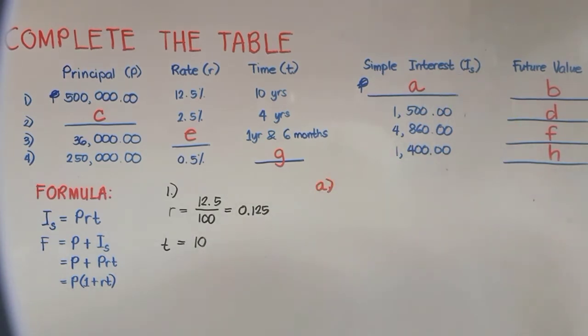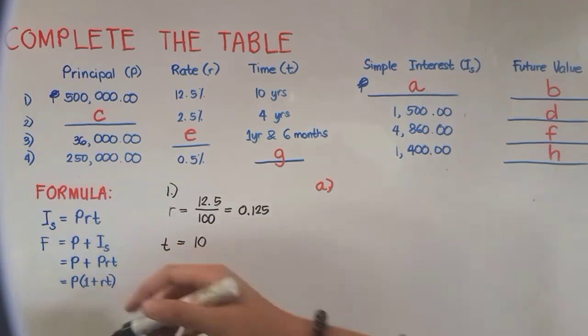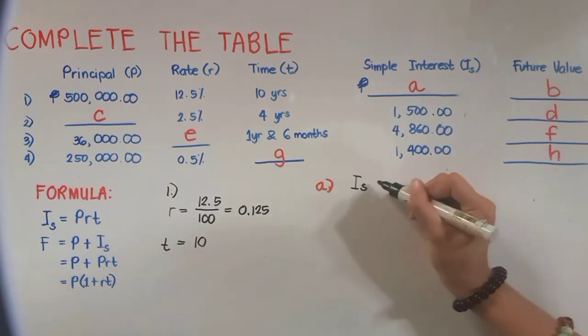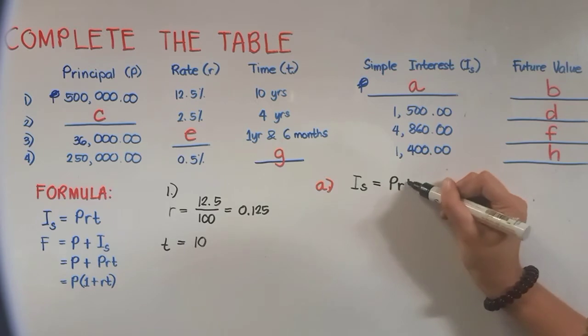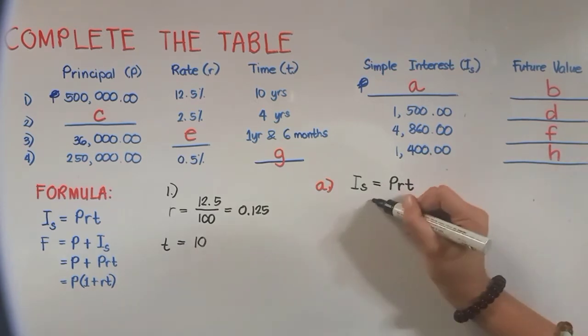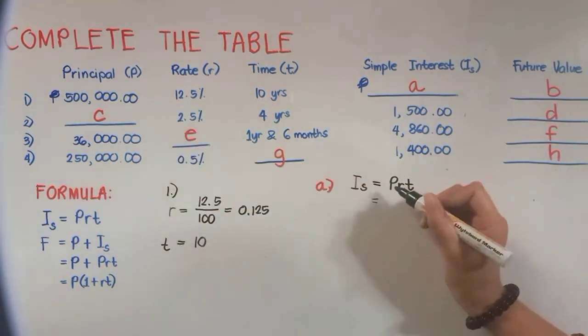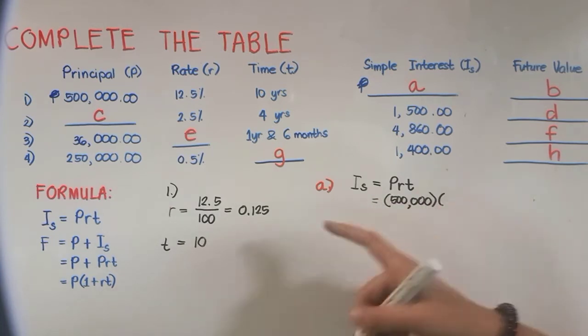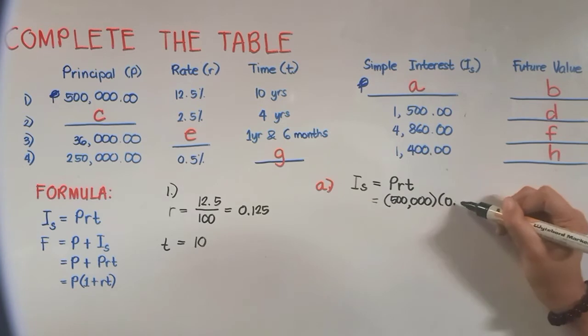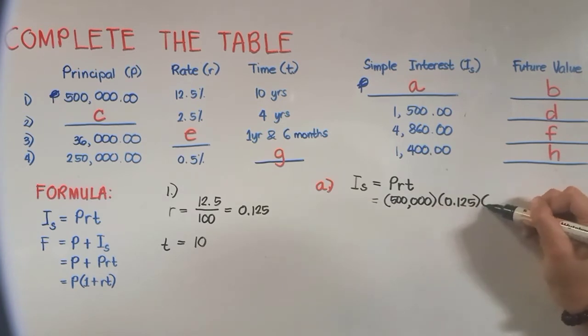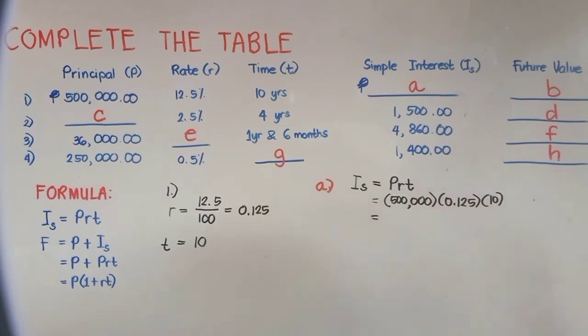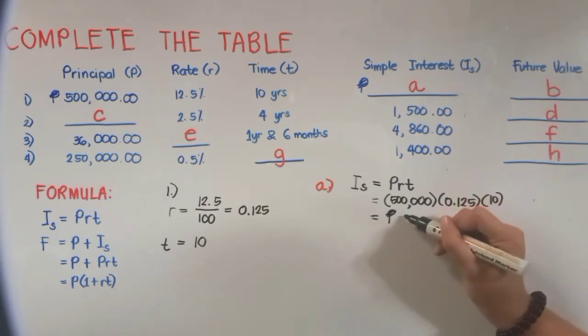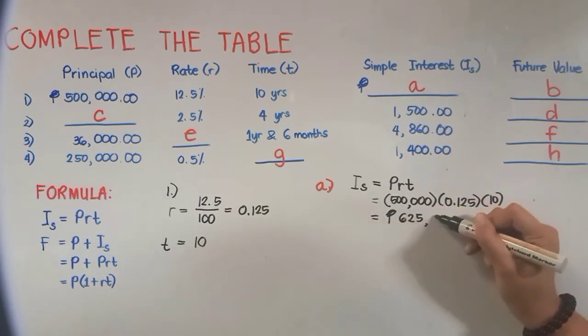To get our simple interest, we will be using the formula IS, or simple interest, is equal to principal times rate times time. We will be substituting the values found on our table. 500,000, our rate is 0.125 and our time is 10. We will be using our calculators here. This will give us 625,000.